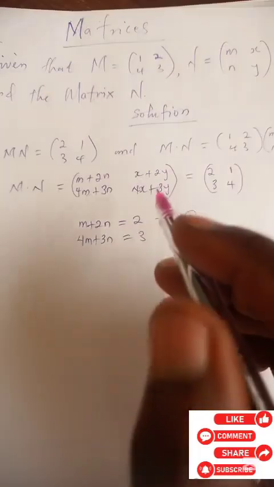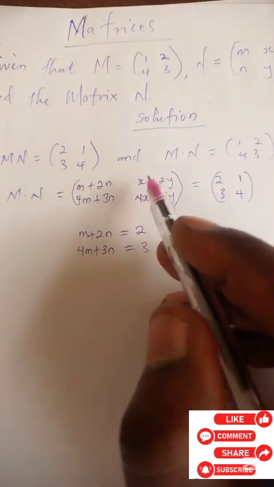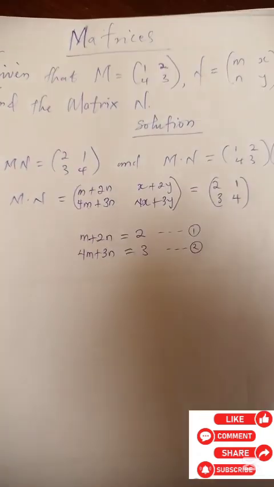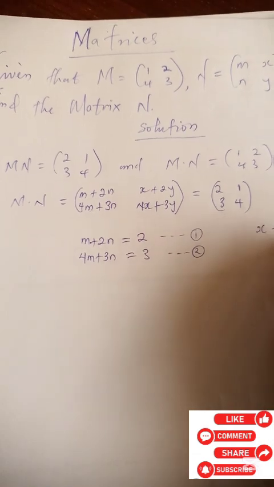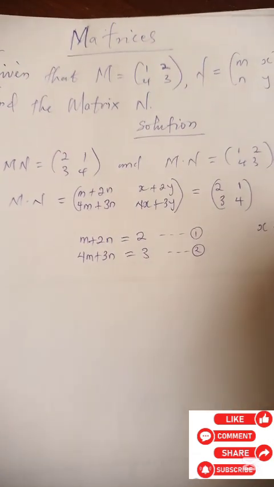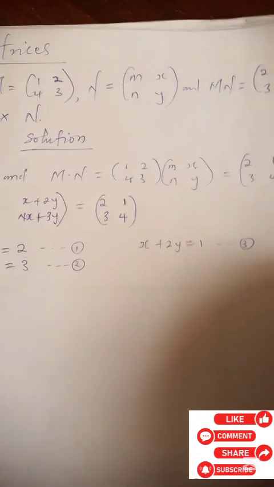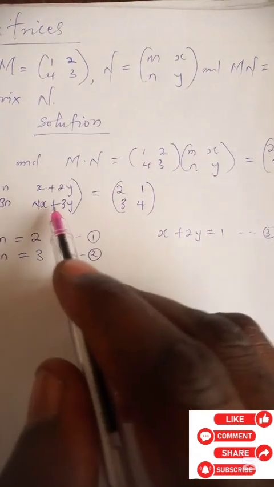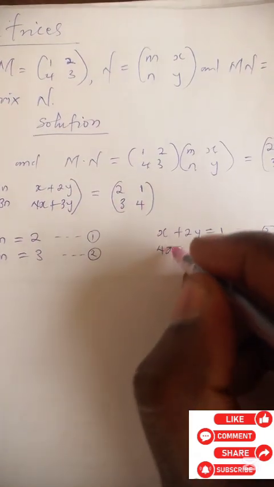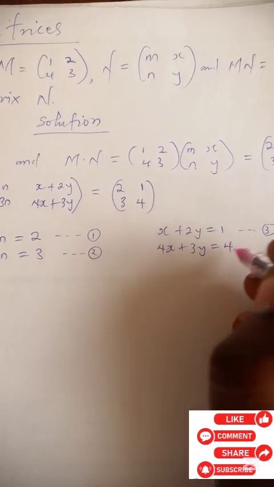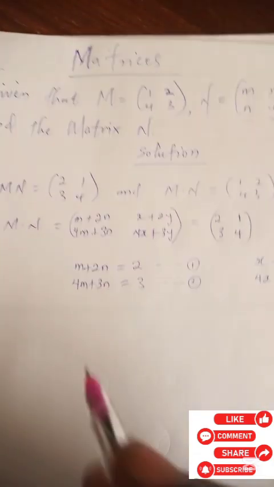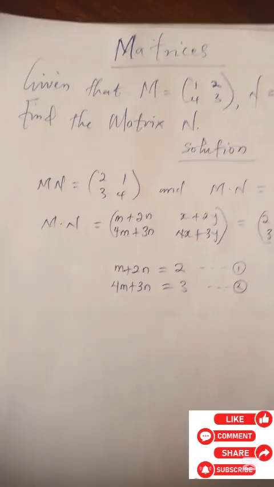All right, so let's also do that to this side of the equation. So x plus 2y will be equated to 1. So we have x plus 2y is equal to 1. We can call this equation 3. And then equating this to this aspect, we have 4x plus 3y equals 4. We can call this equation 4. All right, so let's solve this aspect first. We can start from anywhere anyway.